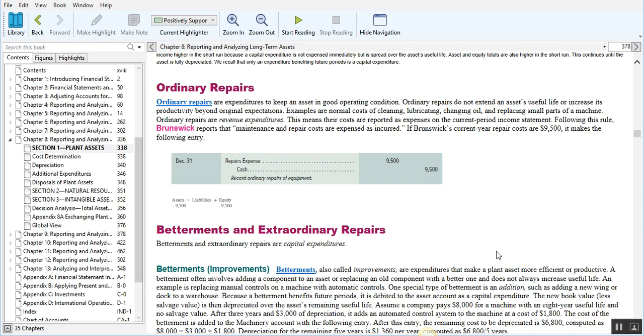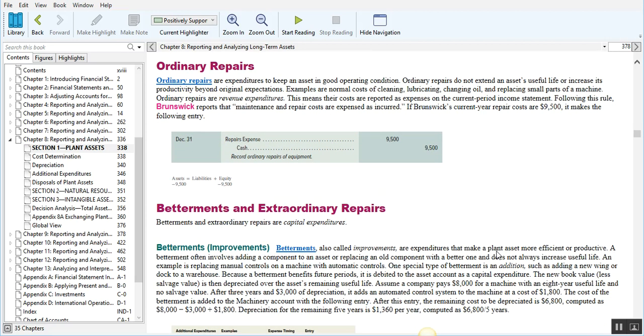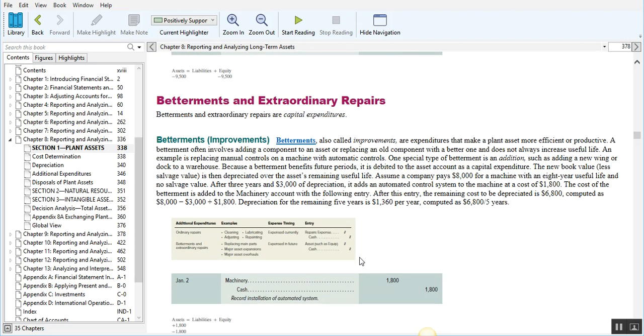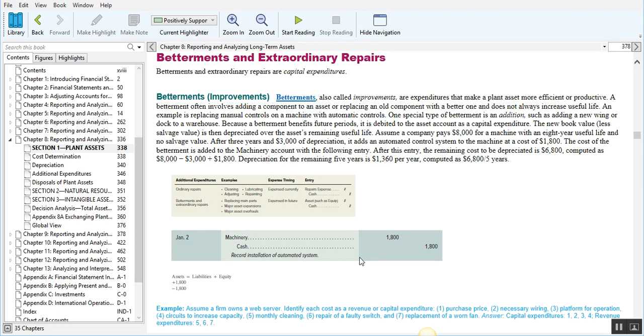So those kinds of expenses are on the income statement, and they go into a repair expense account, and they show that journal entry here. Now, if you actually improve the equipment, a betterment or an extraordinary repair would be a capital expense. That is, you would revalue the asset on the balance sheet, and you would use that to calculate a new depreciation.